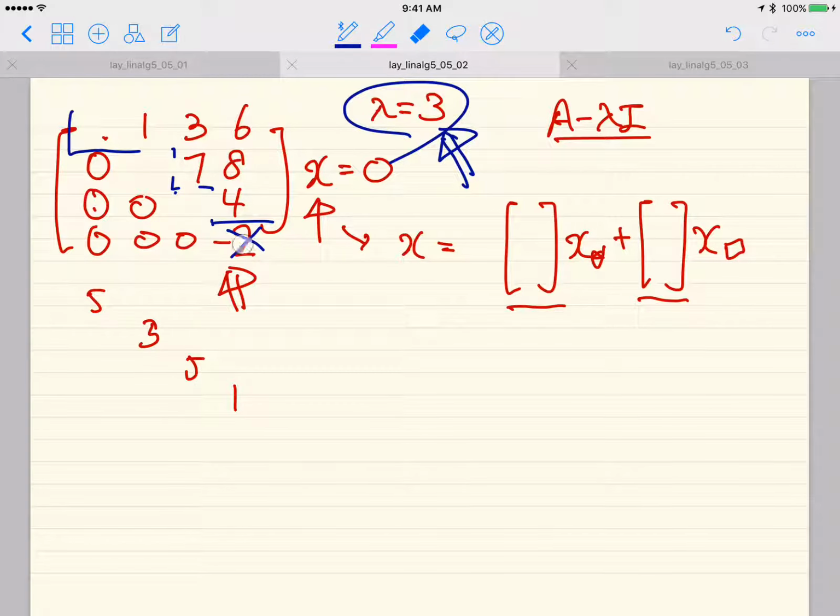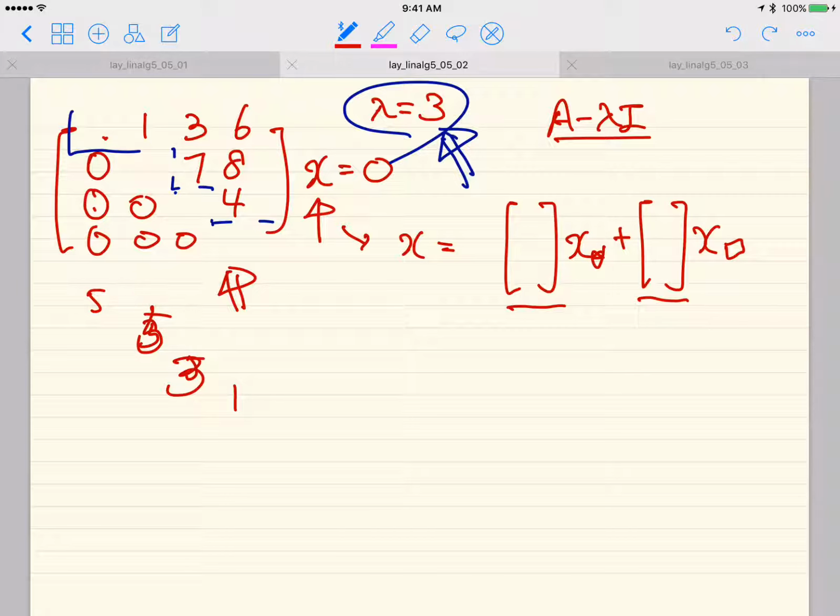Okay, so it is definitely possible that we have a two-dimensional eigenspace. Let me give you an example. So instead of 5, 3, 5, 1, let's slightly change our matrix so that it is 5, 5, 3, 1. In that case, our characteristic polynomial will remain the same, right? It will simply be the product of diagonal entries, I mean the minus lambda version, right?